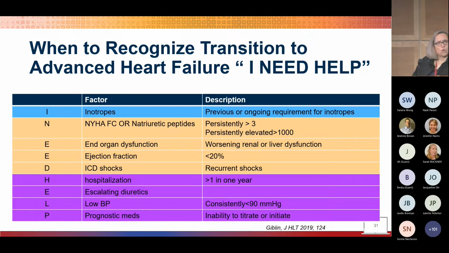And so what we emphasize is this idea that recognizing this very critical transition point is important because that's where we have to say, are we going to go left, ramp up our therapies, evaluate them for transplant, or are we going to really focus on things that are going to help them to feel better? And some of this mnemonic, I need help, can guide that, right? And one of the things on that list is an inability to titrate or initiate goal-directed medical therapy. So if you've got a patient like that and you're seeing a patient like that in rehab or in clinic, that's a sick patient.